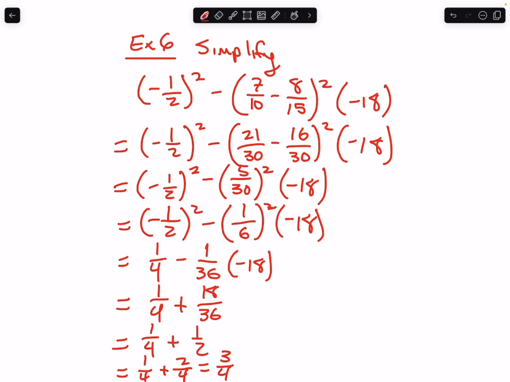Okay, so that was a little more difficult. Dealing with fractions can take time because we have to find common denominators when we add and subtract fractions with different denominators. But if you step through it methodically, using the order of operations, you can solve these problems fairly easily. Okay, let's try another example.